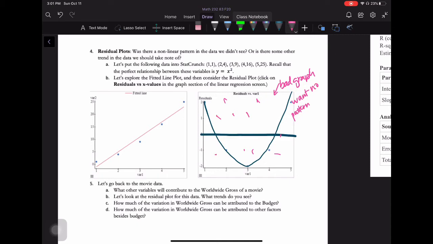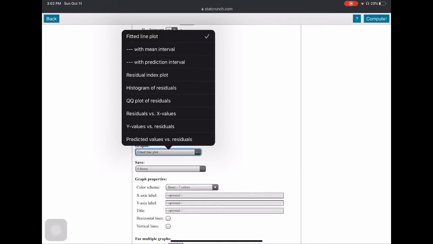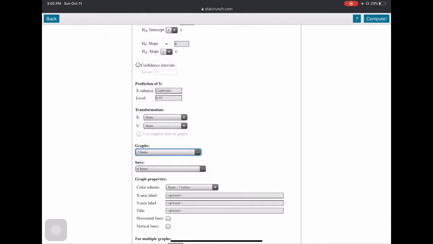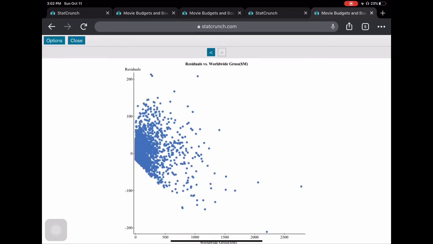Now we're going to calculate a residual plot for the worldwide gross movie. And we want to graph residuals versus the x values. Again, we have that same regression table. We have our scatter plot, and now we have our residuals. And remember I told you there didn't want to be a pattern. Now, there doesn't seem to be a linear or a quadratic pattern, but there is a lot of clumping to the left-hand side, which isn't the best.